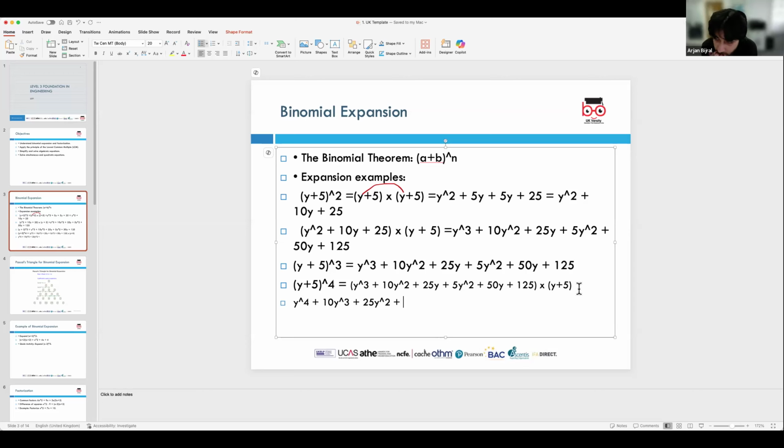Then 5y squared. So that would be 5y cubed. Not cubed, power of 4. No, no, you're right. Power of cubed. Yeah, three is cubed. I know three being cubed is a bit funky, but it is.